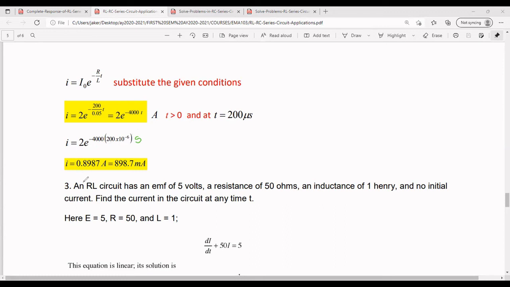So your current now is 0.8987 amperes, or if you multiply it by 1,000, that would be 898.7 milliamperes. Why? Because we multiplied it already by 1,000 and converted the amperes to a smaller unit, which is milliamperes. We have 1,000 milliamperes equivalent to 1 ampere.